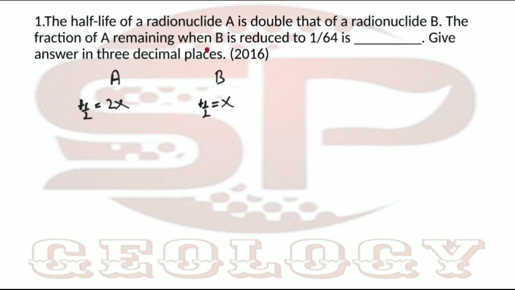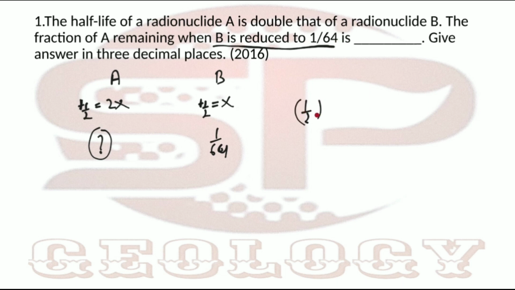The fraction remaining when B is reduced to 1 by 64. Sorry, the fraction of A remaining when B is reduced to 1 by 64. When B is reduced to 1 by 64, what fraction will remain in A? First we'll see what number of half-lives is required to reduce B to 1 by 64.